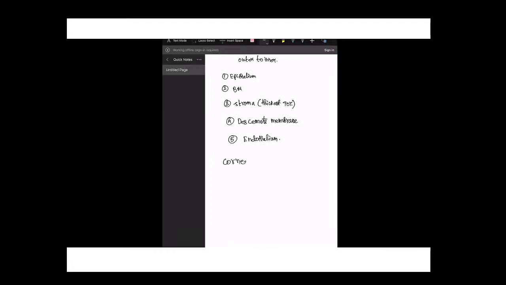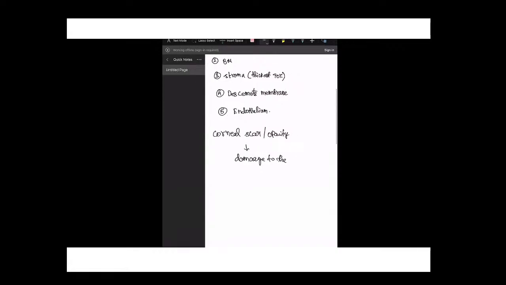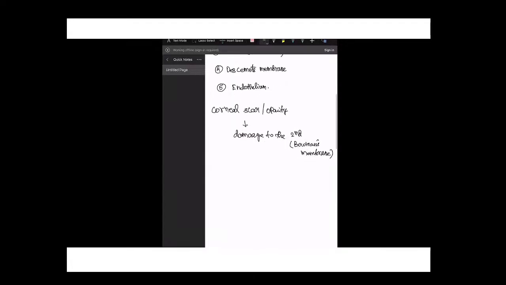Corneal scarring or opacity in the cornea results due to damage to the second layer, that is Bowman's membrane. And this Bowman's membrane cannot regenerate.